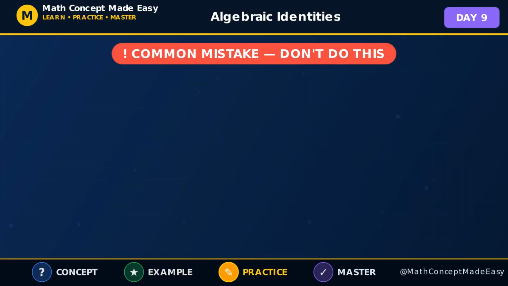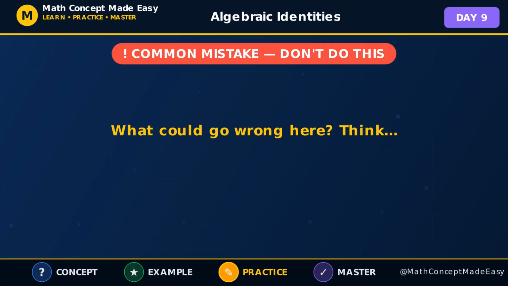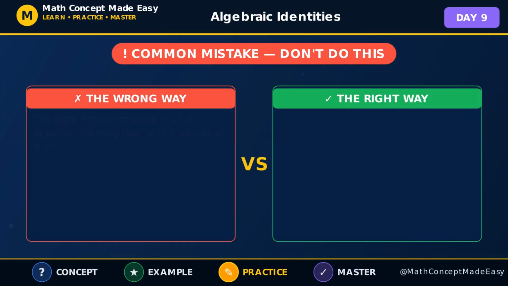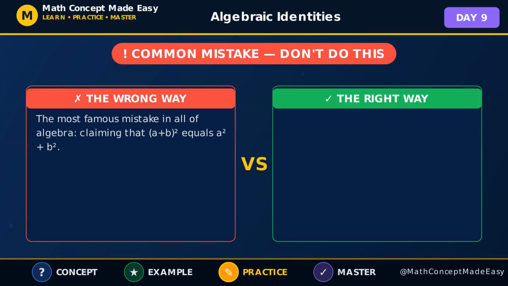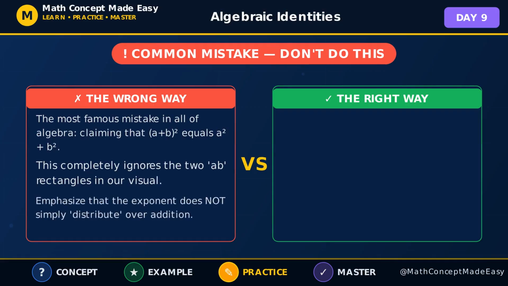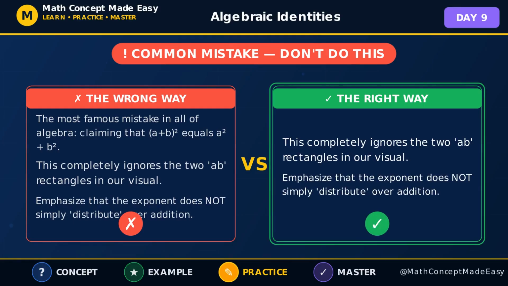Now, a quick warning, because I see students lose marks on this every single year. Before I show you, think about what could possibly go wrong here. 3, 2, 1. The most famous mistake in all of algebra, claiming that (a + b) squared equals a squared plus b squared. This completely ignores the two ab rectangles in our visual. Emphasize that the exponent does not simply distribute over addition. Compare the wrong way and the right way on screen, and promise yourself you will never fall for this one.